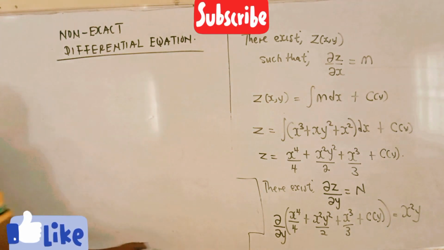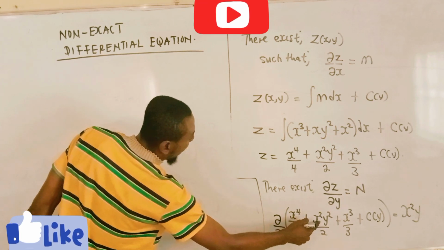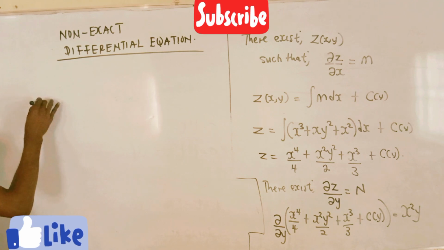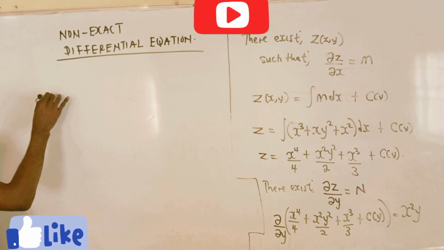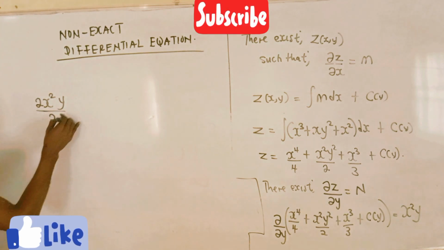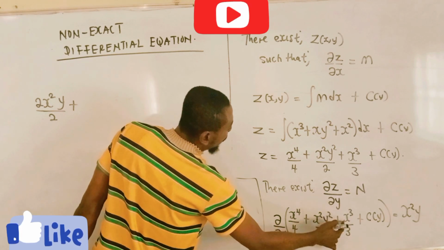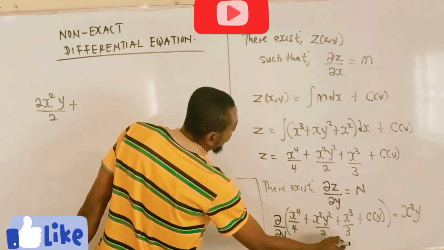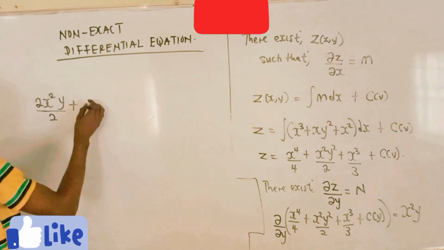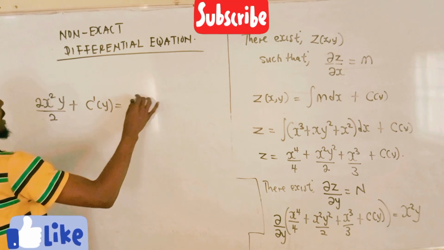Alright, with respect to y alone, this term doesn't contain y, it is a constant, so we close it down. Then with respect to y, by differentiation, we bring 2 here. We're going to have 2x squared y, removing 1 from the power of y, all divided by 2, plus differentiating this term with respect to y, we close it down because it doesn't contain y. Then we get to this term now. Differentiating c of y will give us c prime of y equal to N, which is x squared y.